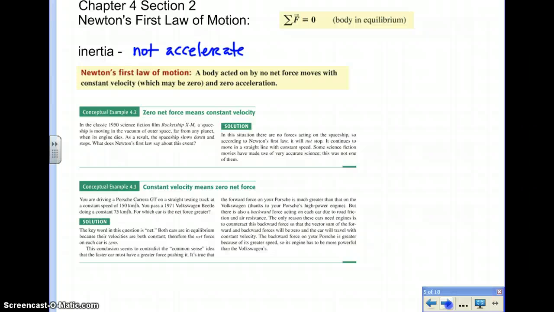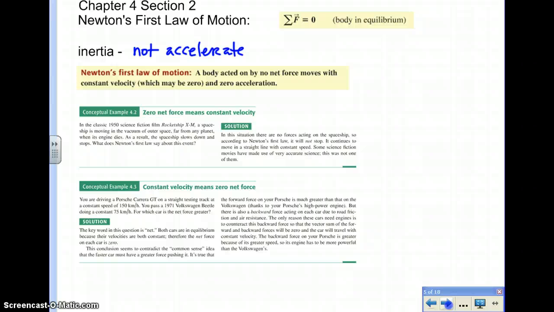All right, so one is static, for things that aren't moving, and kinetic, for things that are moving. Kinetic inertia is also called momentum. So when something is moving, it wants to keep moving in a straight line, and it will be very difficult to change it. This is because Newton's first law of motion officially says a body acted on by no net force moves with a constant velocity because it has no acceleration.